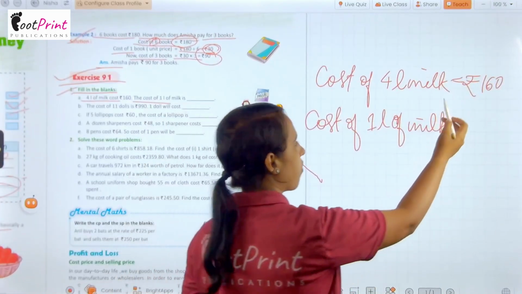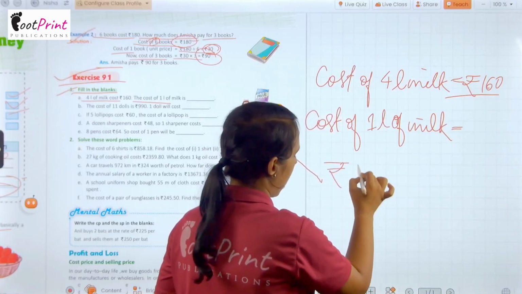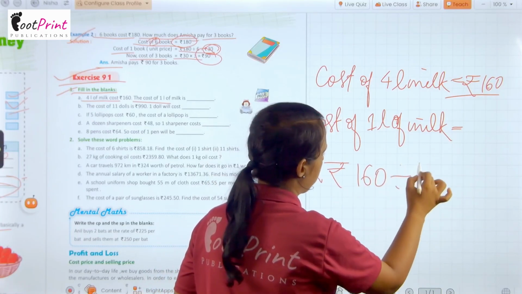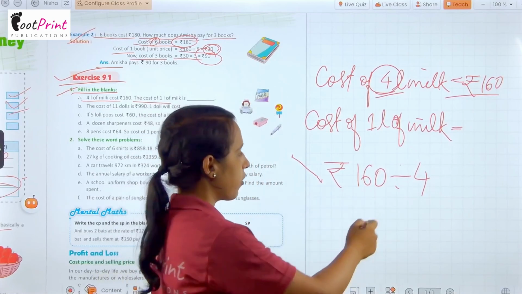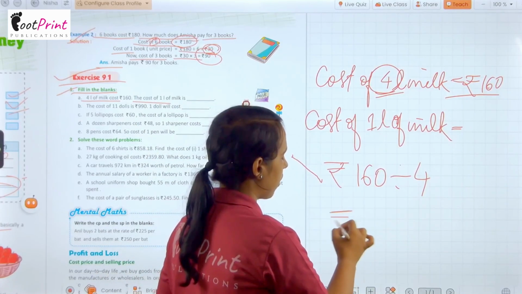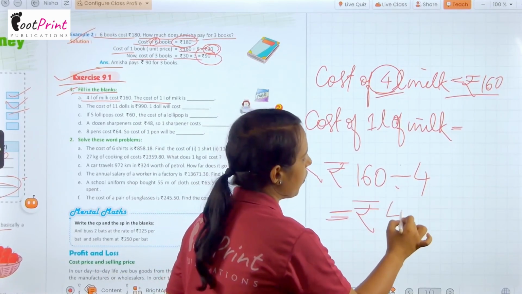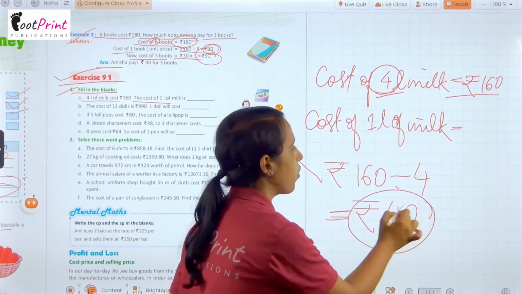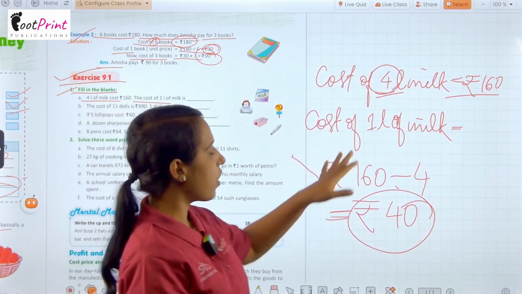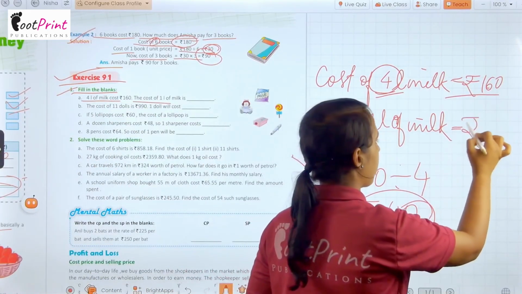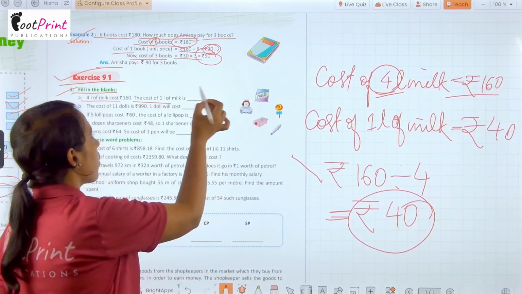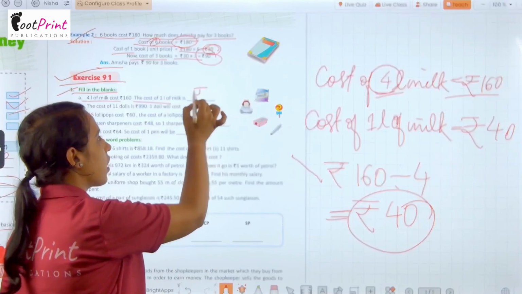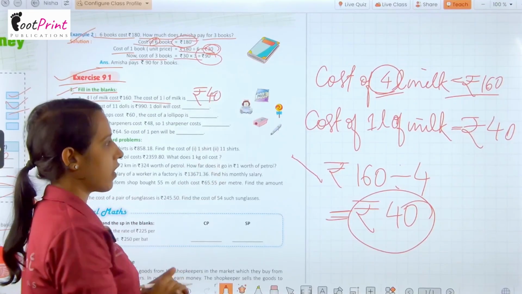So here we have 160 rupees divided by 4, because we have the price of 4 liters of milk. After dividing, 4 fours are 16 and 0, which means 40 rupees. So the cost of 1 liter of milk is 40 rupees. In the blank we can write: the cost of 1 liter of milk is 40 rupees.